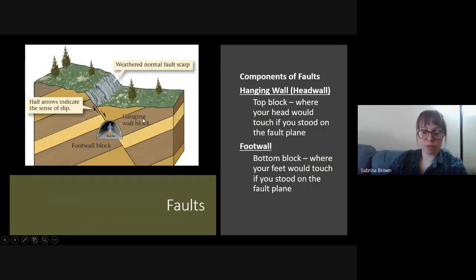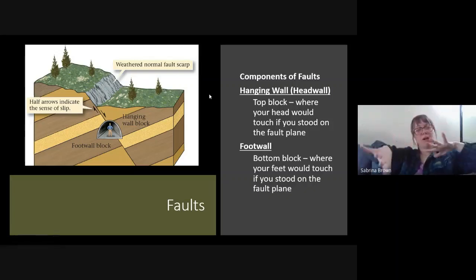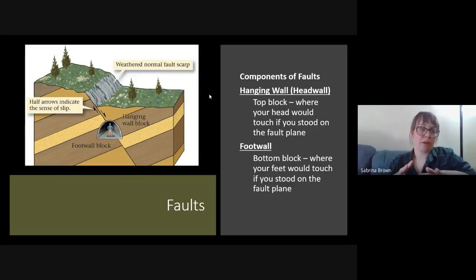And the hanging wall or the head wall, I like to refer to it as the head wall because it makes more sense in my head to call it the foot wall and the head wall than the foot wall and the hanging wall. But you'll see both. You'll see hanging wall and head wall. But the head wall is where your head would be if you were standing on that fault line. And so the head wall is your top block, where your head would touch if you were standing on the fault plane. And the foot wall is where your feet would touch if you were standing on the fault plane. So we talk about the two different bodies of rock, the two different pieces sliding past each other along the fault plane, based on head wall and foot wall.